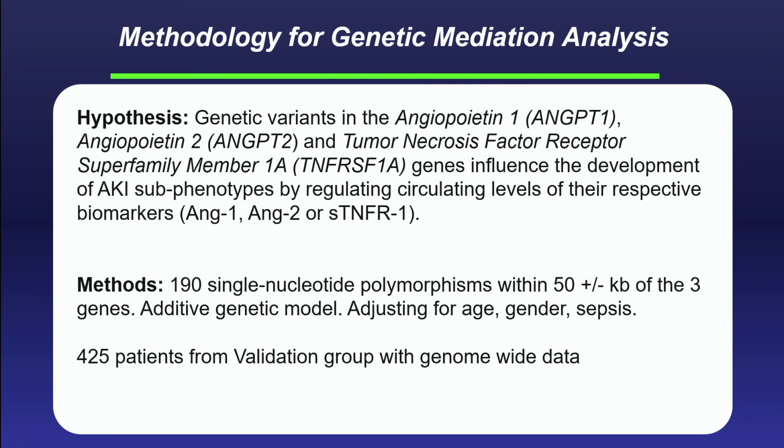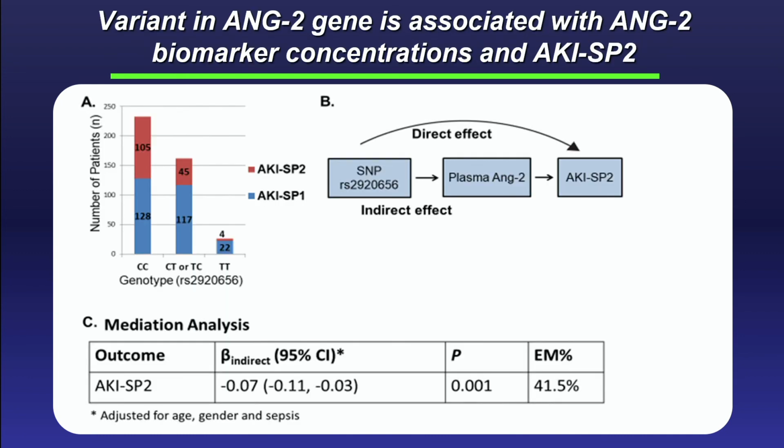So the Ang1 gene, the Ang2 gene, and TNFR1. We found no variants that were associated with subphenotype 2 in Ang1 and TNFR1. But interestingly, in the Ang2 gene, there was an intronic variant that was associated with lower risk of developing subphenotype 2. The same variant was also associated with lower plasma Ang2 concentrations, and the effect mediated by Ang2 was almost 42%, suggesting that if we wanted to move these AKI subphenotypes to the therapeutic setting, potentially modulating the Ang2 pathway may lead to some benefit.